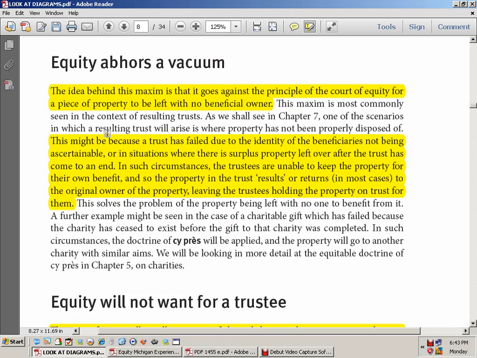Equity abhors a vacuum. The idea behind this maxim is that it goes against the principles of a court of equity for a piece of property to be left with no beneficial owner. This might be because a trust has failed due to the identity of the beneficiaries not being ascertainable, or in situations where there is a surplus property left over after the trust has come to an end. In such circumstances, the trustees are unable to keep the property for their own benefit, and so the property in the trust results or returns, in most cases, to the original owner of the property, leaving the trustee holding the property on trust for them.